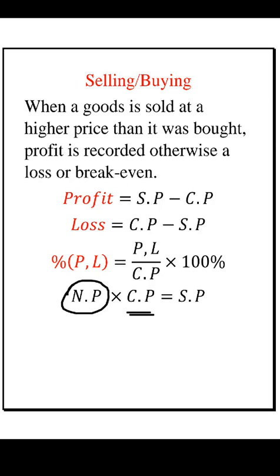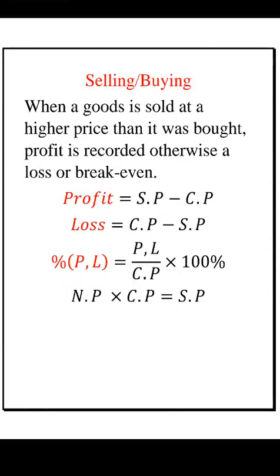Another way is, let's assume that a trader sells an article and makes a loss of 5%. The original cost price is 100%, so 5% loss is reduction. That is 100% minus 5, that's 95%. So the new percentage will be 95%. If you multiply the 95% by the cost price, we are going to know what the selling price of the good is.